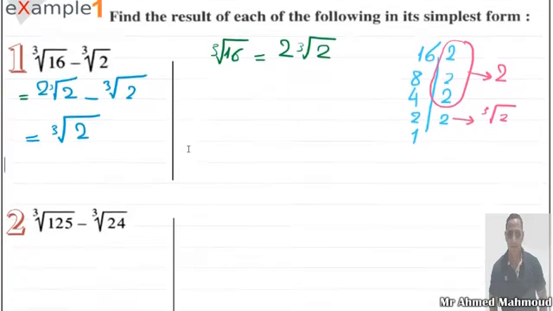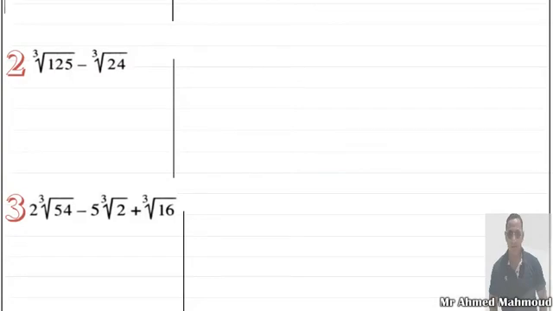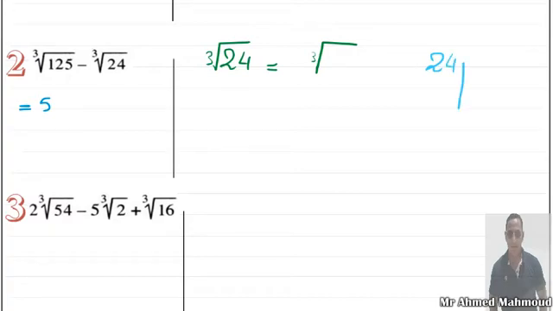Okay, the next example. Here we have 125. 125 is a perfect cube. It will be 5. Then I'm going to simplify cubic root 24 equals cubic root like this, and then I will factorize 24 here. Divided by 2 is 12, divided by 2 is 6, divided by 2 is 3, divided by 3 is 1.